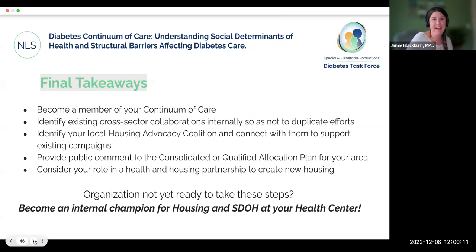All right, as a final takeaway, we certainly believe that housing is the most important social determinant of health. It is the platform that all future endeavors can be built from for our most vulnerable patients. I strongly encourage you to become a member of your continuum of care if you are not already. Identify existing cross-sector collaborations internally at your health centers to make sure you're not duplicating efforts. Reach out to your local housing advocacy coalition and see how you can support their existing efforts. Provide a public comment on the next open period to your qualified allocation plan or your consolidated plan, which governs the federal funds.